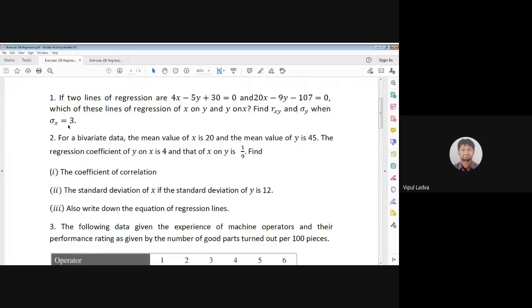Any of you, unmute yourself: Bharti, Mohammed, Pranjul or Rishabh. Bharti, are you there? Then unmute yourself. Yes, sir.